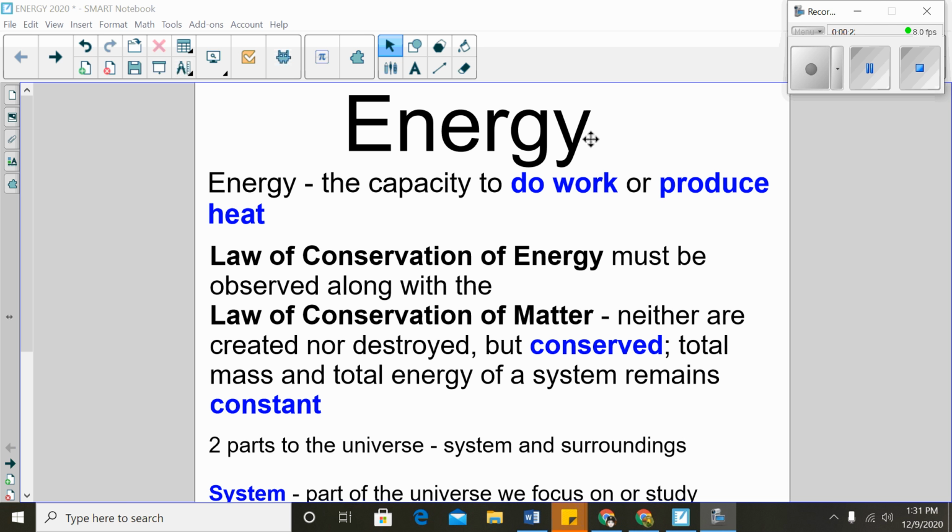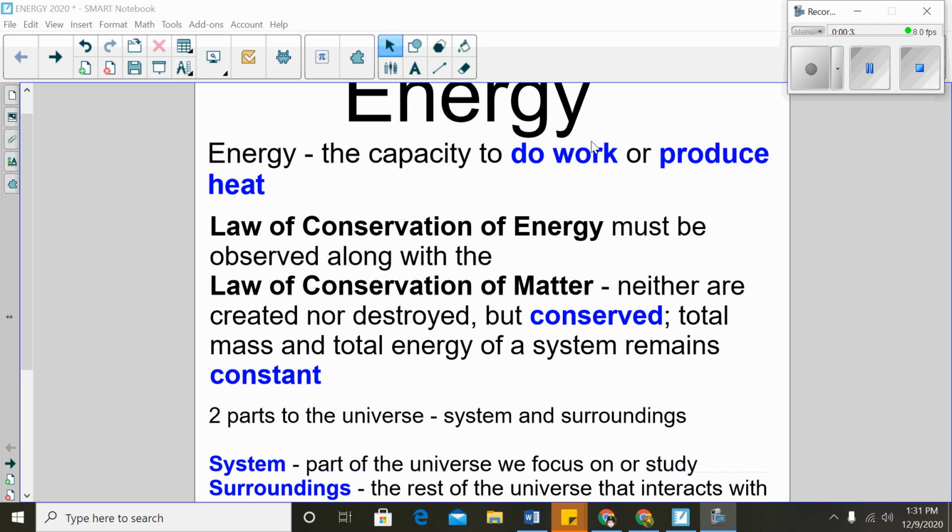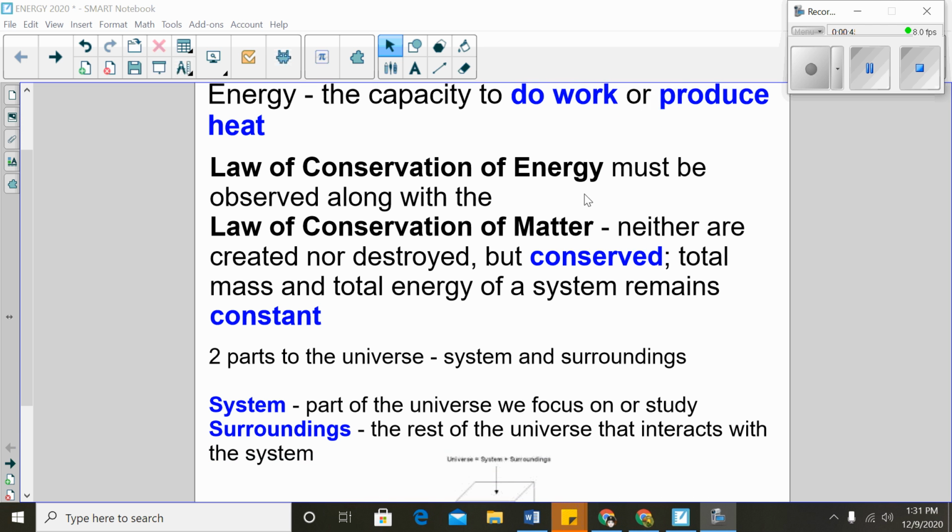So the law of conservation of energy must be observed along with the law of conservation of matter, in which neither are created nor destroyed, but conserved. So the total mass and the total energy of a system remains constant. So what do I mean by system?